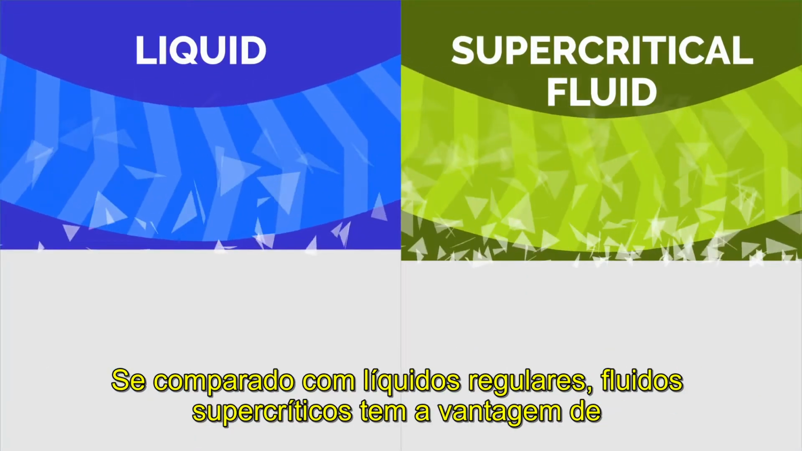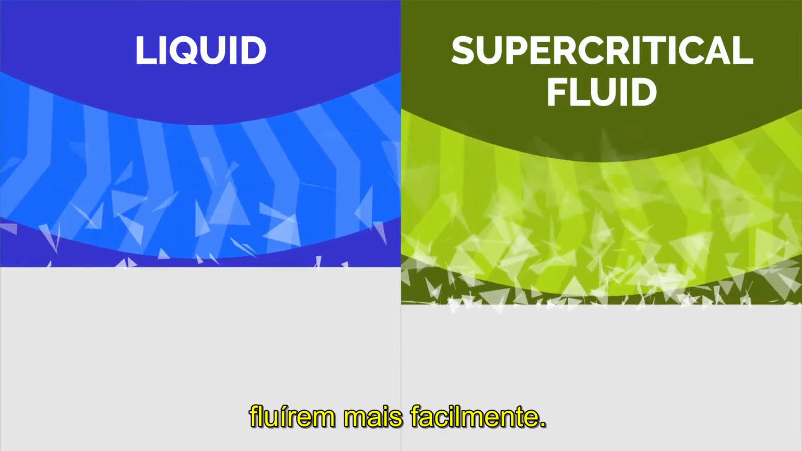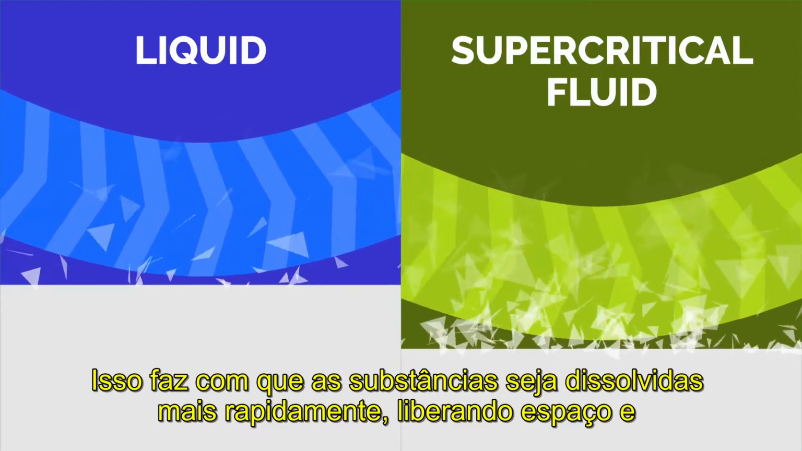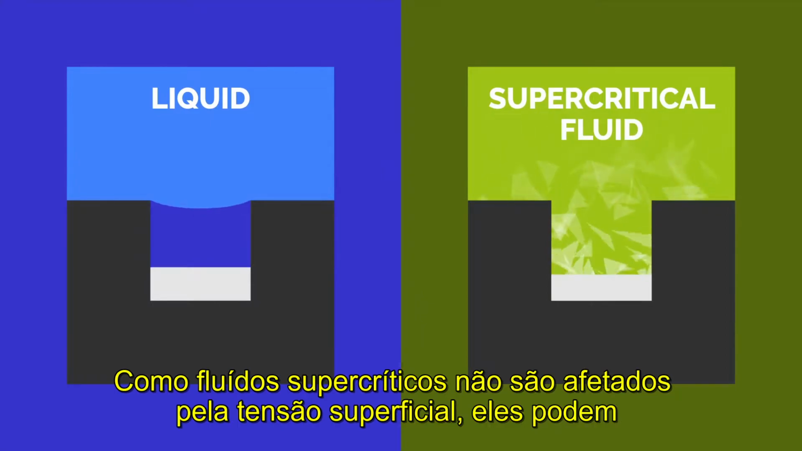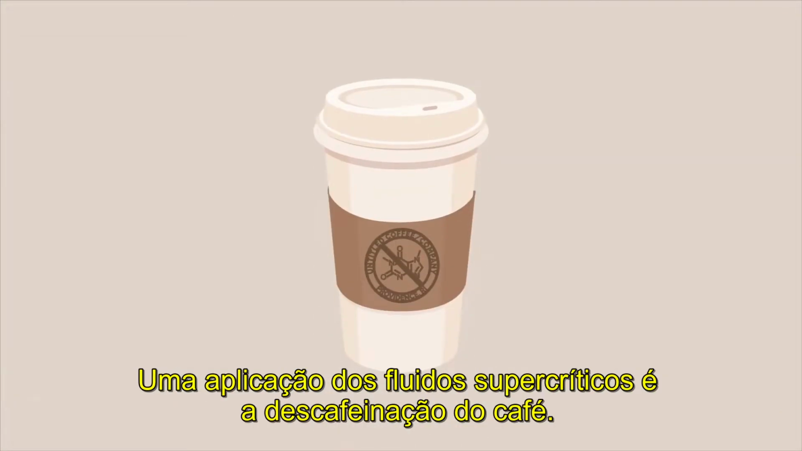Compared to regular liquids, supercritical fluids have the advantage of flowing more easily. This lets them quickly spread dissolved substances to make space for more, meaning they dissolve things faster. Because gas-like supercritical fluids are unaffected by surface tension, they can also get to spots that regular fluids can't get to. One application of supercritical fluids is the decaffeination of coffee.